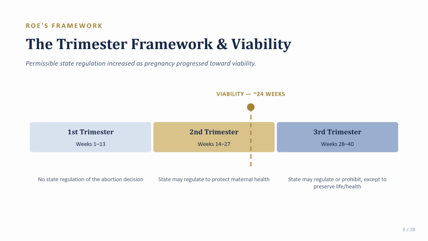Now let's talk about the actual mechanics of Roe's balancing structure. You have permissible state regulation that increases as pregnancy progresses towards viability, and it's organized around three trimesters of pregnancy. In the first trimester, which was roughly weeks 1 through 13, the state could not regulate the abortion decision at all. The decision belonged to the woman and her physician, full stop.